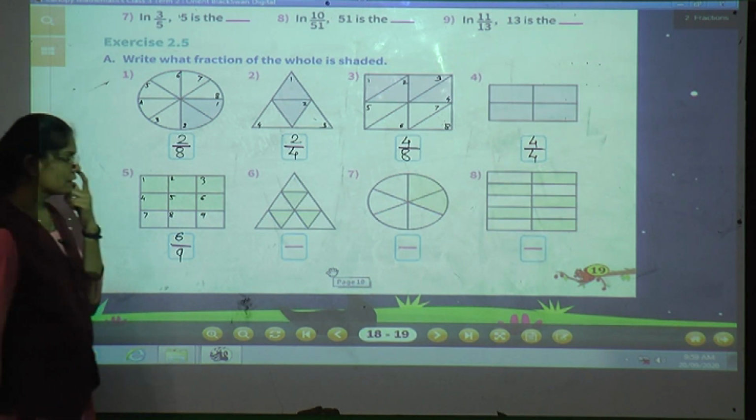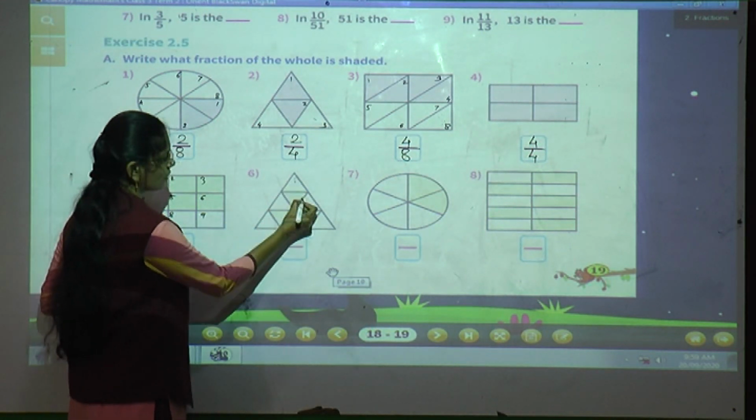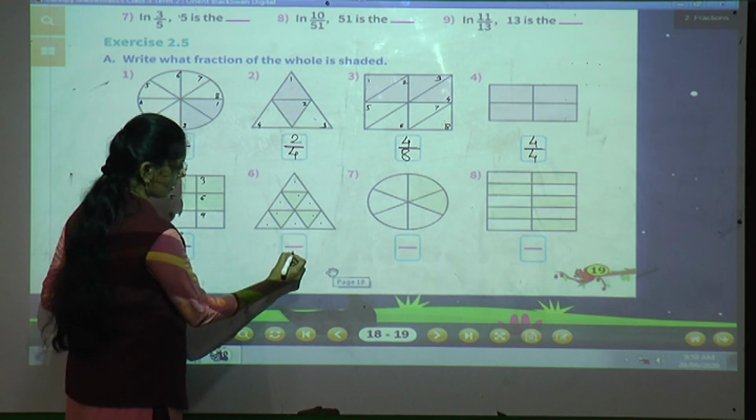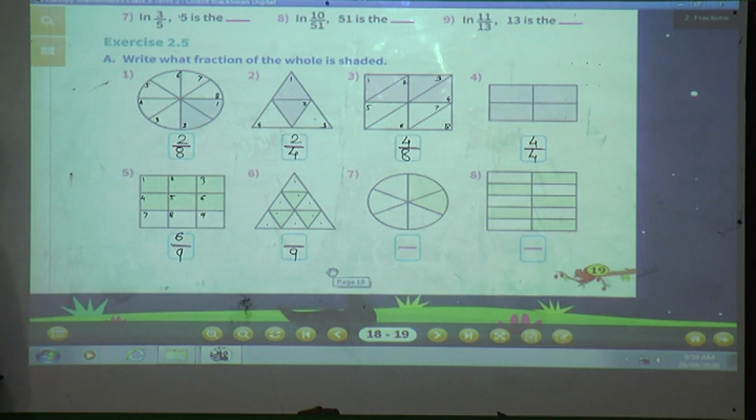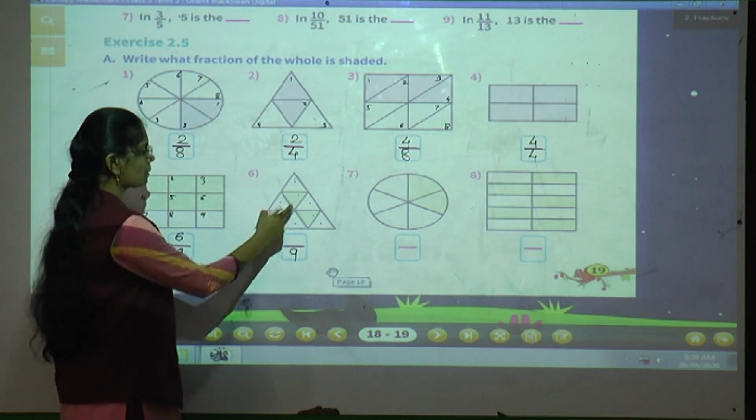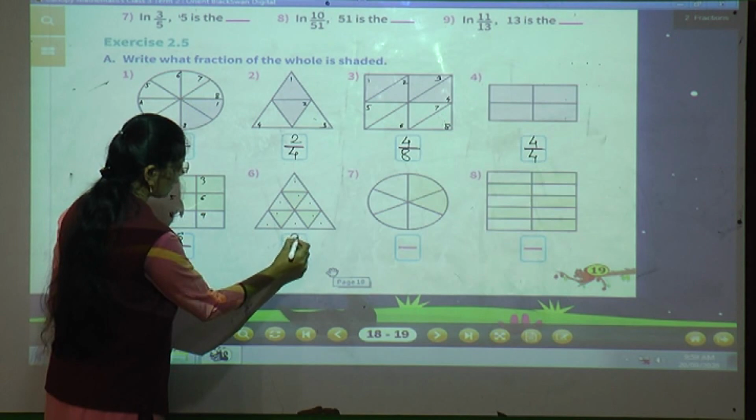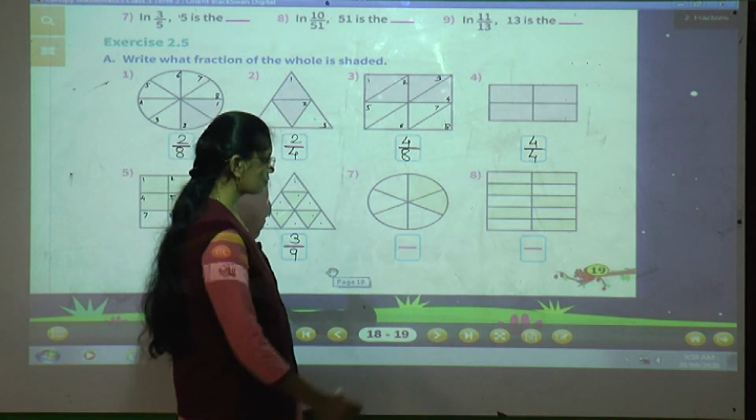Okay. Next example. See here. This whole is divided into 1, 2, 3, 4, 5, 6, 7, 8, 9, in 9 equal parts. So we'll write 9 at denominator place. Okay. Now we have to count shaded parts. How many shaded parts are there? Only 3 parts are shaded. Okay. So what is the fraction? 3 by 9.